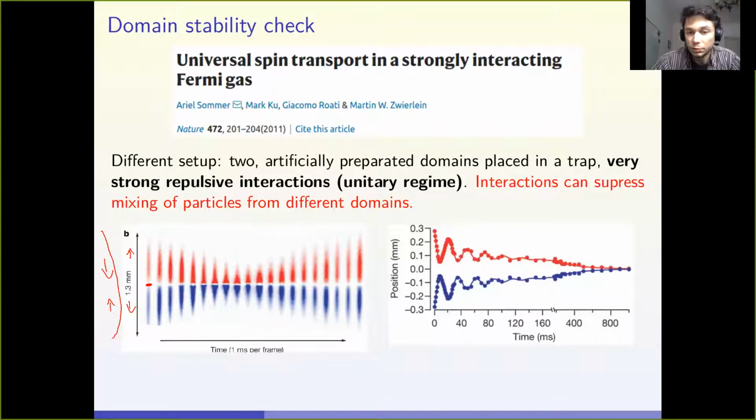The domains are stable, and you can look at the position of the center of mass of the respective clouds, and you see some oscillations. And after some time, the oscillations, of course, decay, and everything is mixed up at the bottom of the trap.